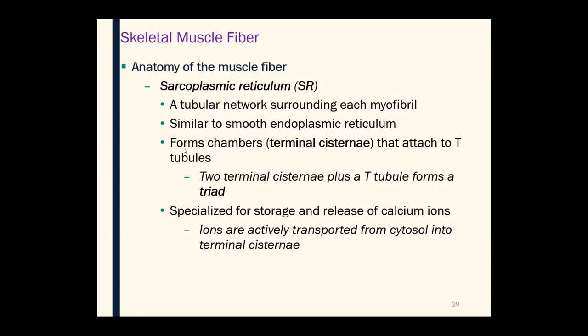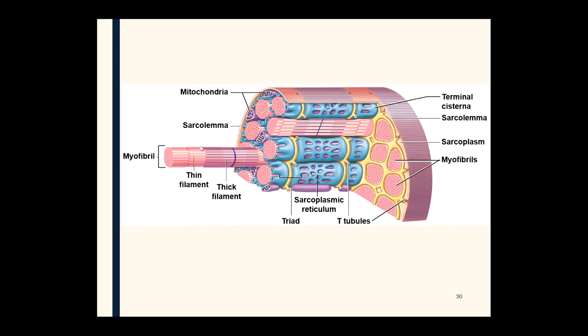So let's go back to that. The sarcoplasmic reticulum has these chambers known as the terminal cisterna. And again, notice those terminal cisterna are right up against the T-tubules. So here's the T-tubule, this yellow, right there. Terminal cisterna here of the SR, the sarcoplasmic reticulum. Terminal cisterna here.